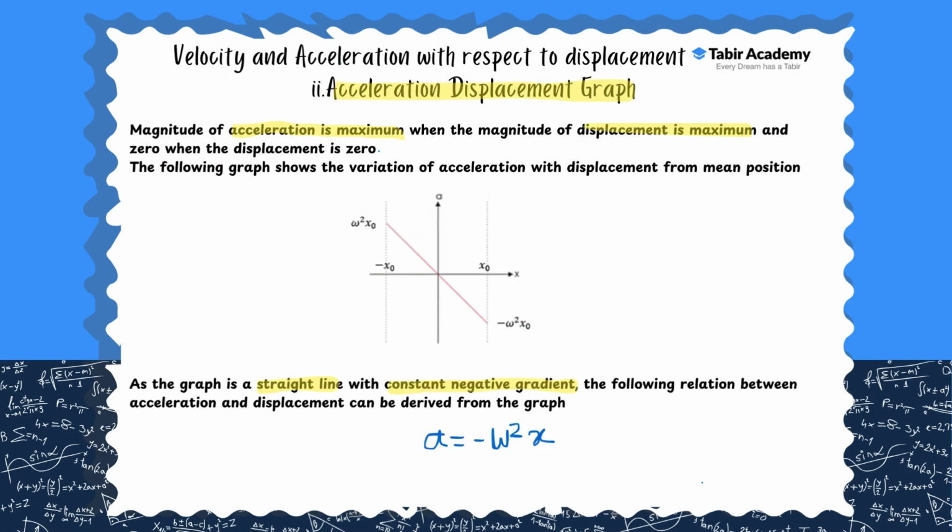Now looking at the acceleration displacement graph, we can see that our acceleration is maximum when the magnitude of displacement is maximum, and the acceleration is zero when the displacement is zero. You can see this in the graph below, which shows the variation of acceleration with displacement from the mean position. So our acceleration displacement graph is a straight line with a constant negative gradient. And this relationship can be derived from this equation, where acceleration is equal to minus ω squared x.